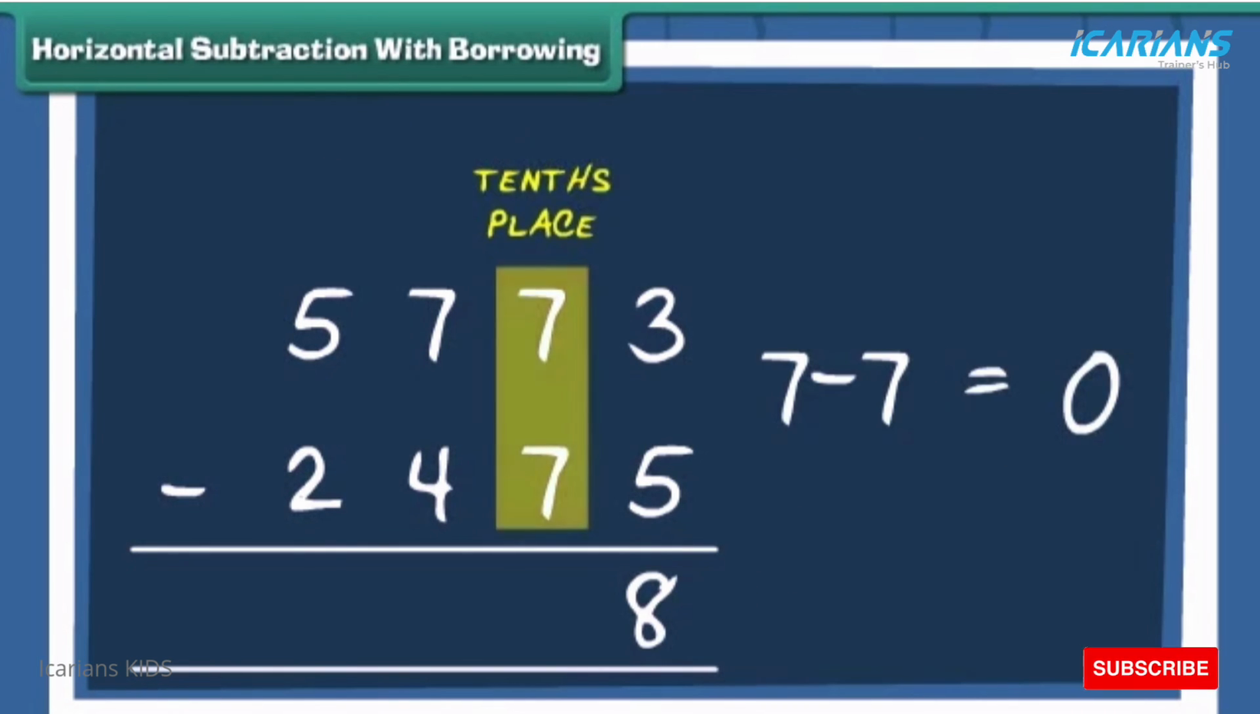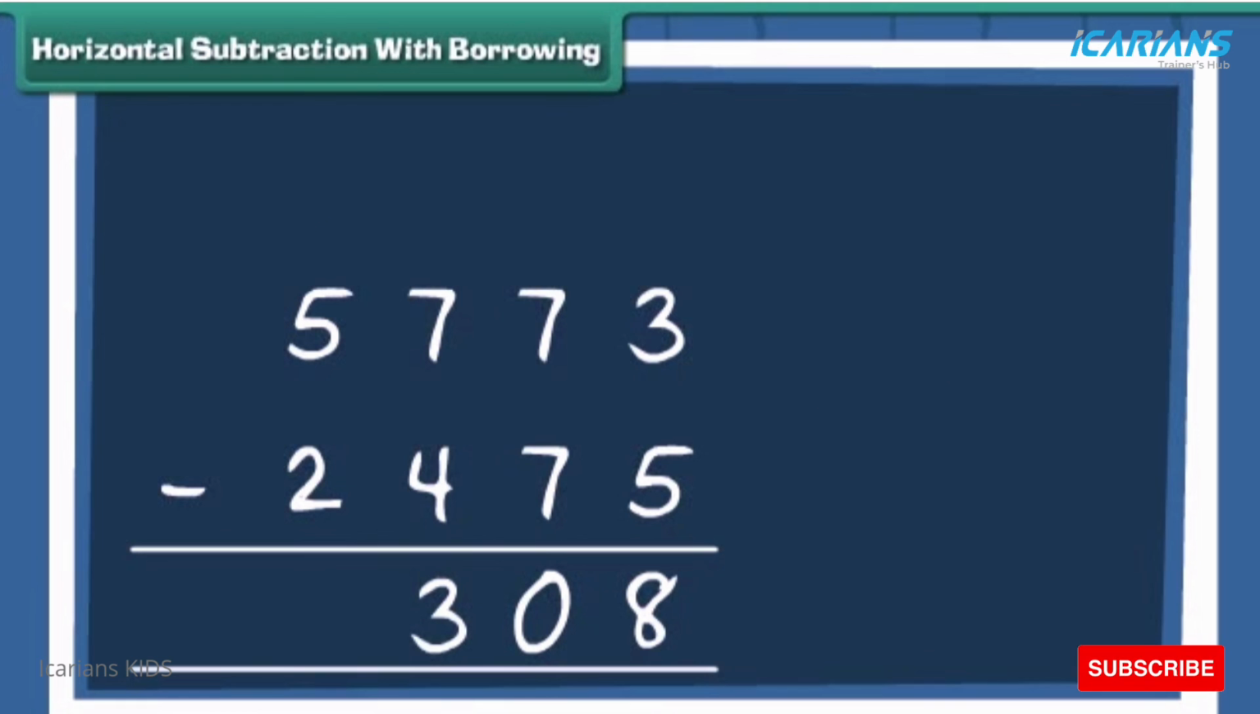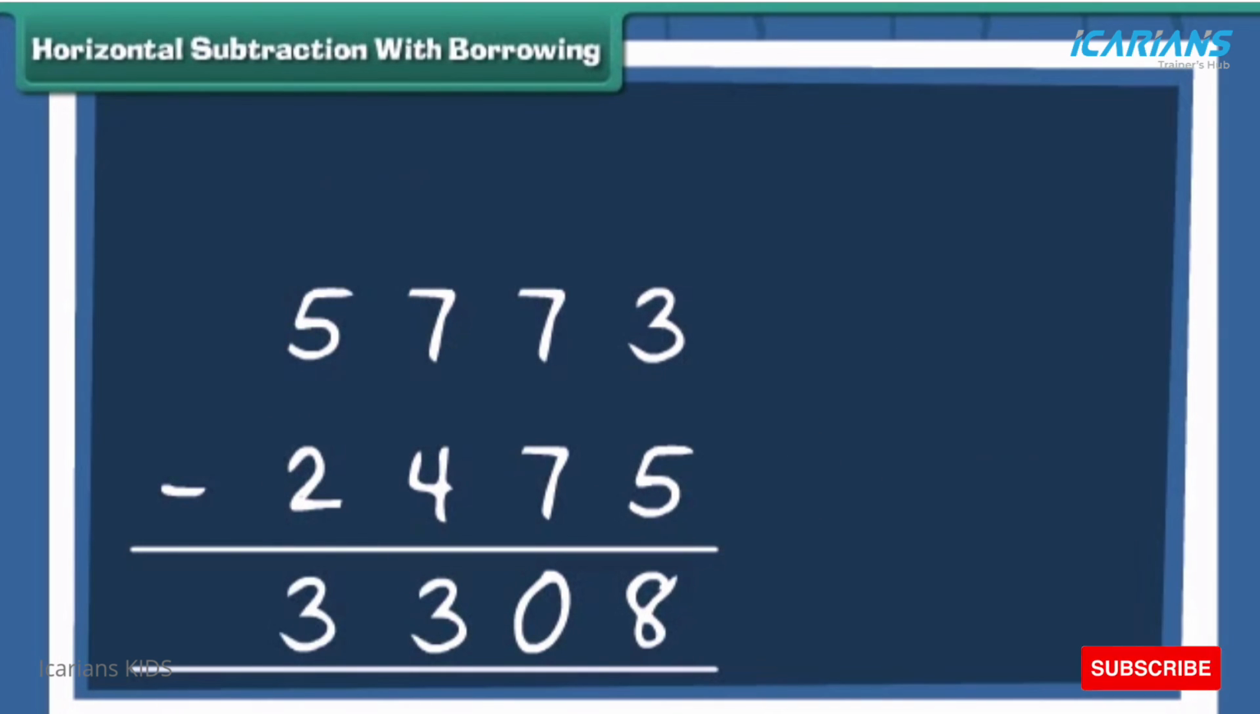Subtract the tens to get 0. At hundreds place, 7 minus 4 is 3. Finally, subtract the thousands to get 3. Was it not easy?